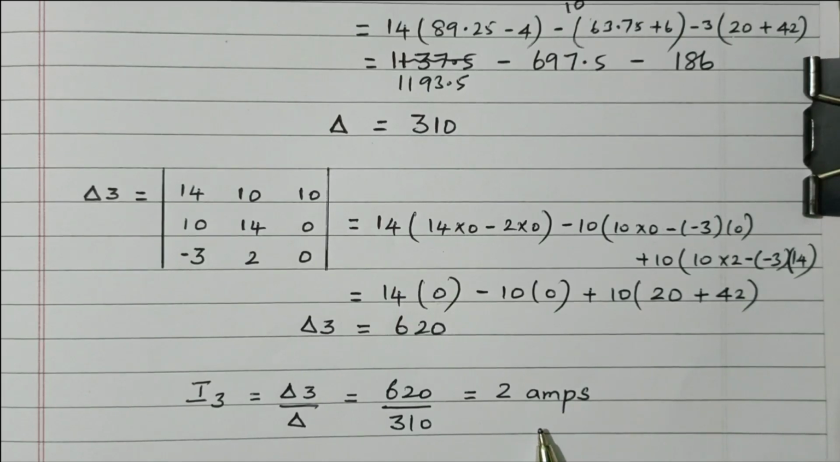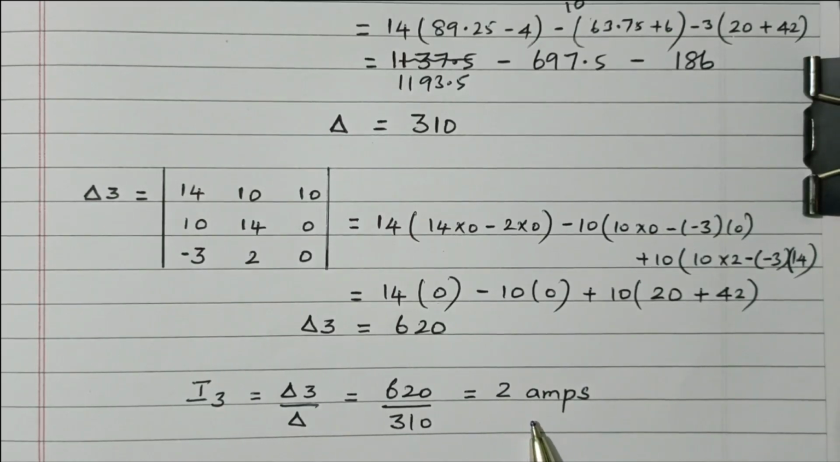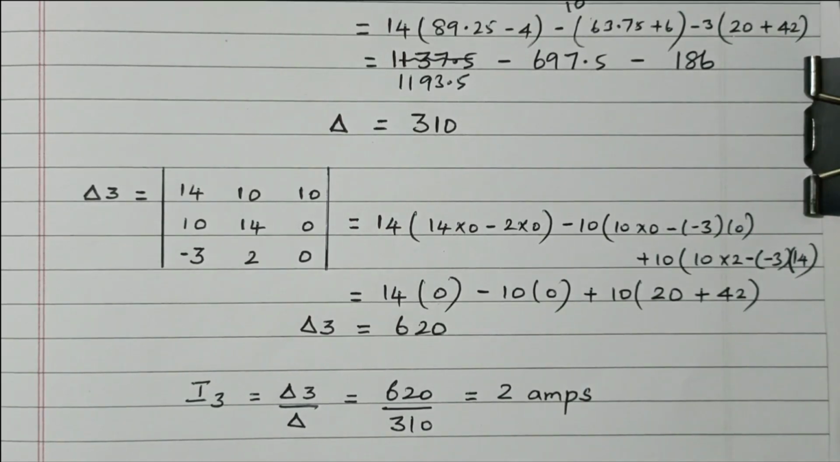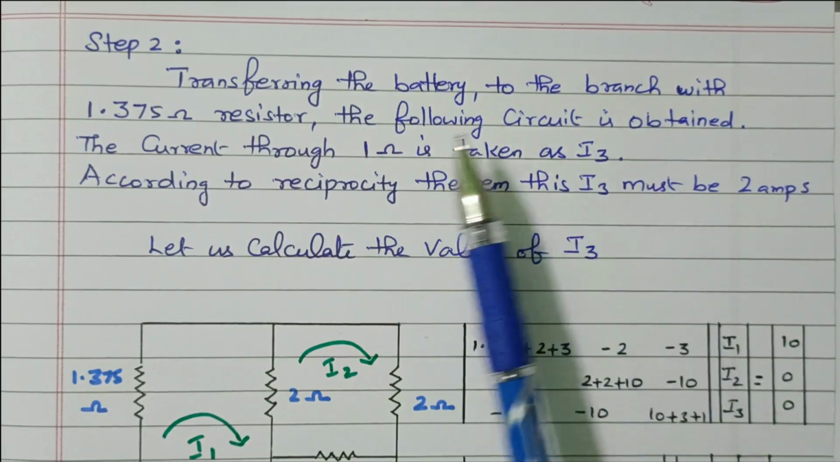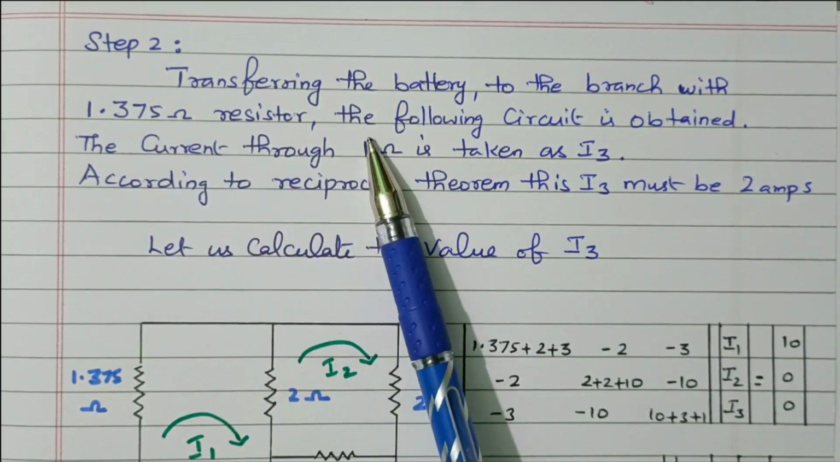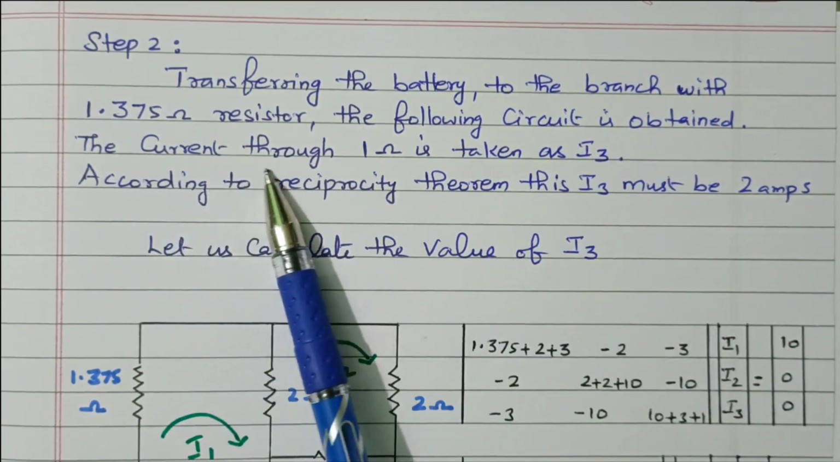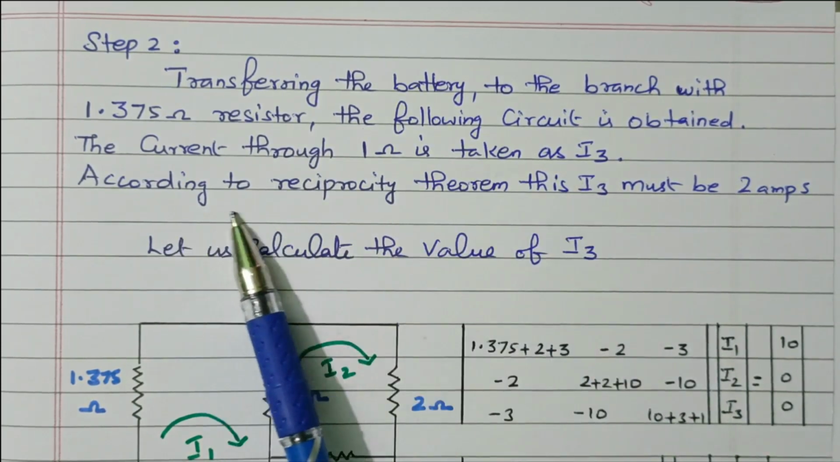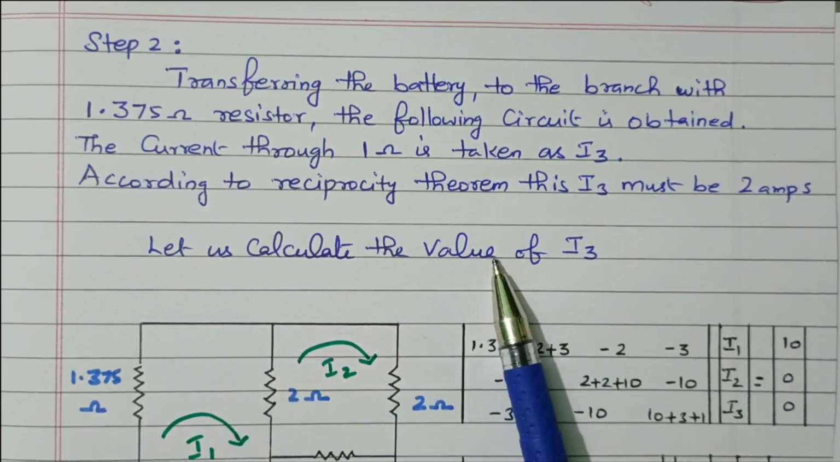Now we need to verify with the reciprocity theorem. That is, now we need to transfer the voltage source available in the first loop into the third loop, and the current in the third loop will be reflected in the first loop. That same 2 ampere is reflected in first loop, we need to verify. So we'll go to step 2. In step 2, transfer the battery to the branch with 1.37 ohm resistor. The following circuit is obtained, right? The voltage source is transferred to third loop. The current through 1 ohm resistor is taken as I3. According to reciprocity theorem, the I3 must be 2 ampere. Let us calculate the value of I3, right?